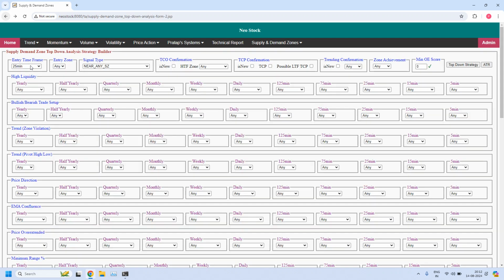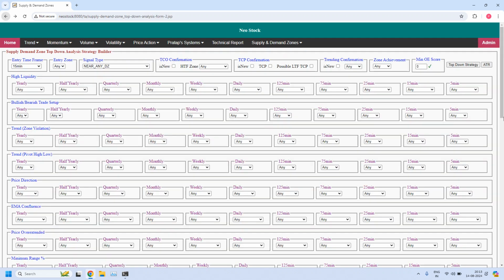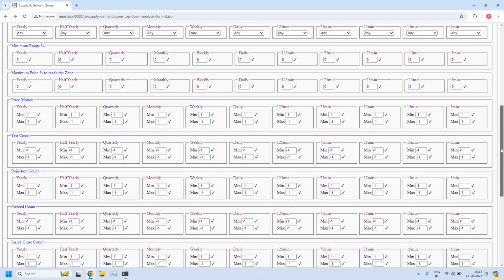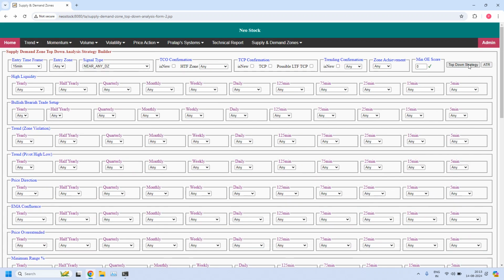And the next time frame is 15 minutes. And let us find the stocks near 15 minutes demand zone. 6 stocks are filtered near to the 15 minutes demand zone. Now let us identify any of these 15 minute zones are having confluence with the ITF time frame. ITF is 75 minutes. So let us look for demand zone confluence. That is 15 minutes and 75 minutes demand zone confluence. So here 15 minutes demand zone with 75 minutes demand zone confluence. This is ITF confluence. Let's filter the stocks.